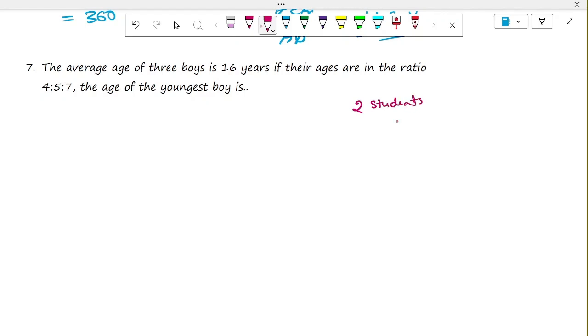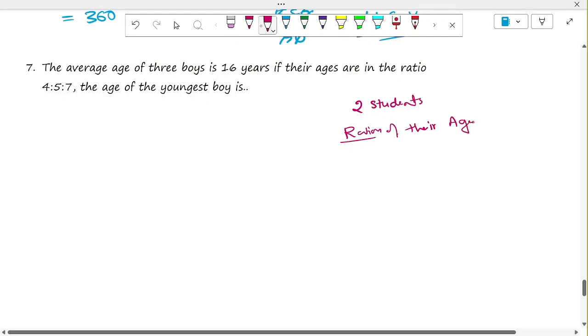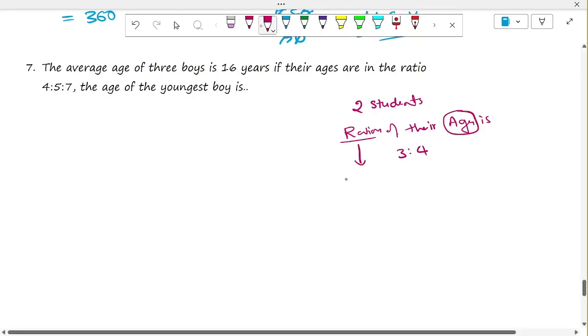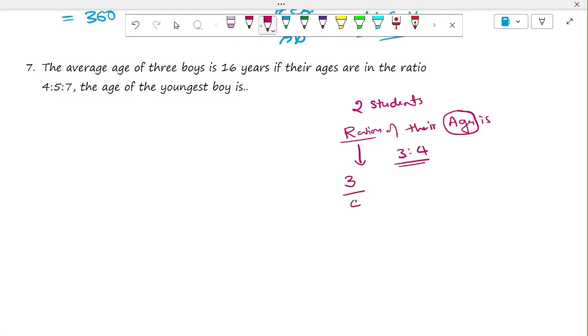There are two students, and the ratio of their ages is, let it be 3 and 4. Okay, their ages ratio is given, and you know what the ratio is? It is 3 is to 4, which can be written as 3 divided by 4.